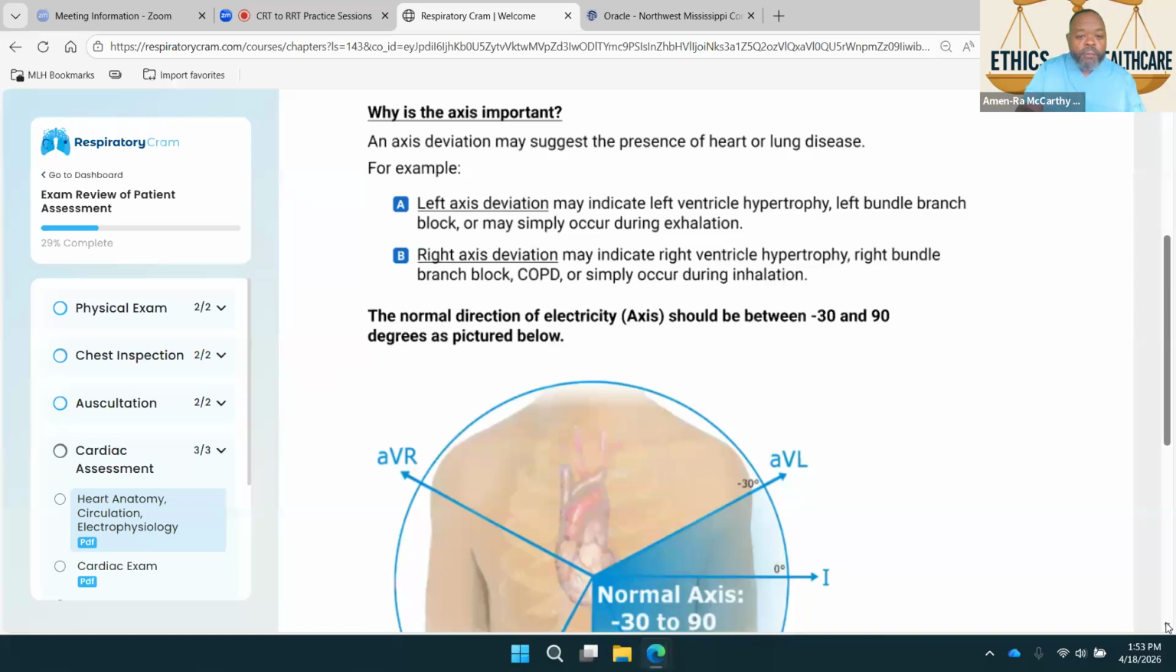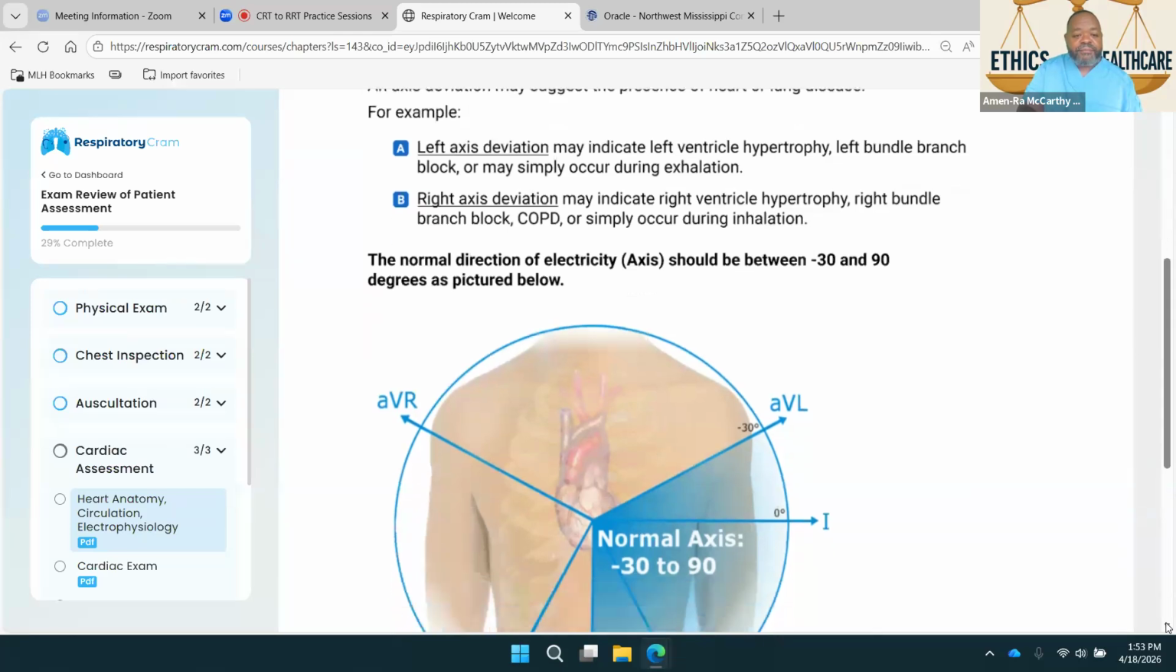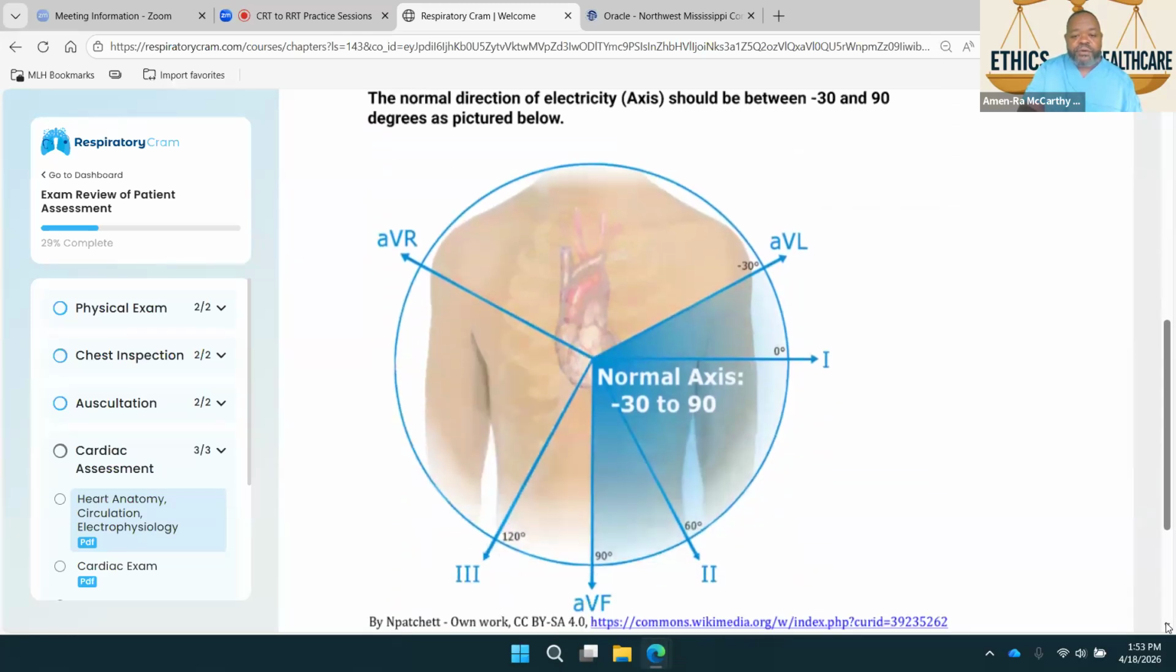Okay, normal deviation or direction of electricity should be about negative 30 to 90 degrees, as pictured below. So this is our normal axis, right, of how it goes. Should go down kind of like that.